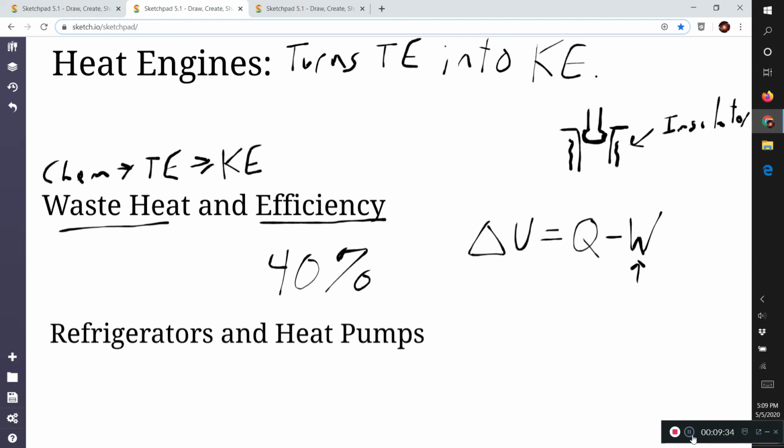Now, refrigerators and heat pumps are the exact opposite. So what refrigerators do is they cool things. We know that, but how do you do that? Well, you absorb thermal energy. And then you have to use mechanical energy to transport it. That's why they have a coolant system. A cool liquid goes through, absorbs the heat, and then moves that heat away from where it's trying to cool. And then it removes it.